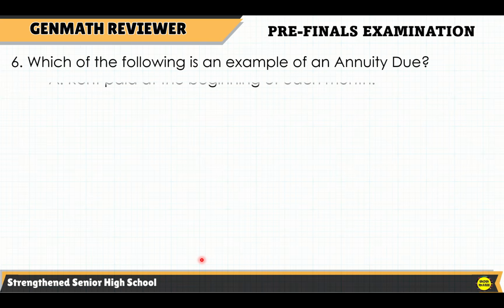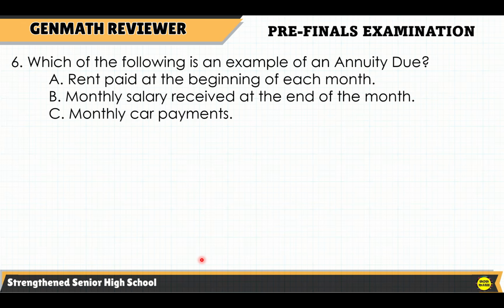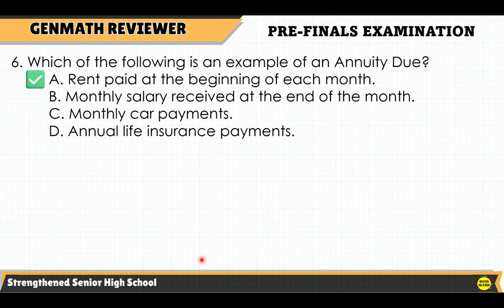Number six, which of the following is an example of annuity due? A. Rent paid at the beginning of each month. B. Monthly salary received at the end of the month. Letter C. Monthly car payments. D. Annual life insurance payment. So what is the answer? The answer is letter A.